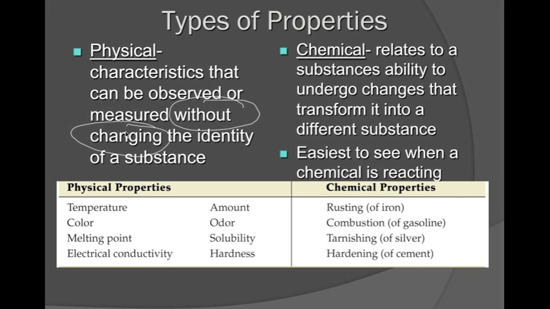Now, a chemical change relates to the substance's ability to undergo changes that transform it into a different substance. Basically, with any chemical change or chemical reaction, it changes into something different. It transforms into something completely different. We cannot get it back to what it was. We can look at examples of that: rusting or combustion, tarnishing, hardening of cement. We see that it changes into something different and we can't get it back to its original state.